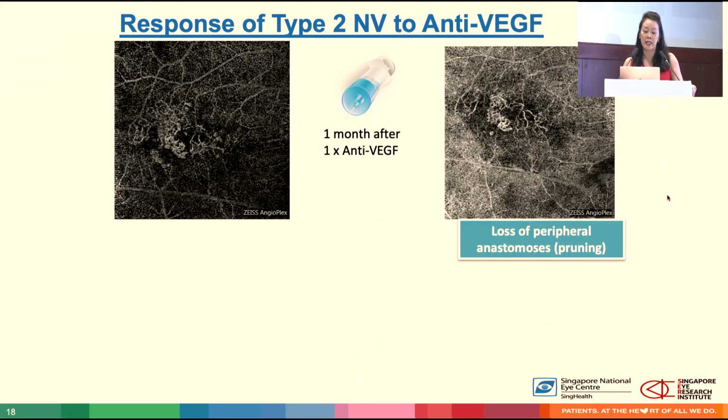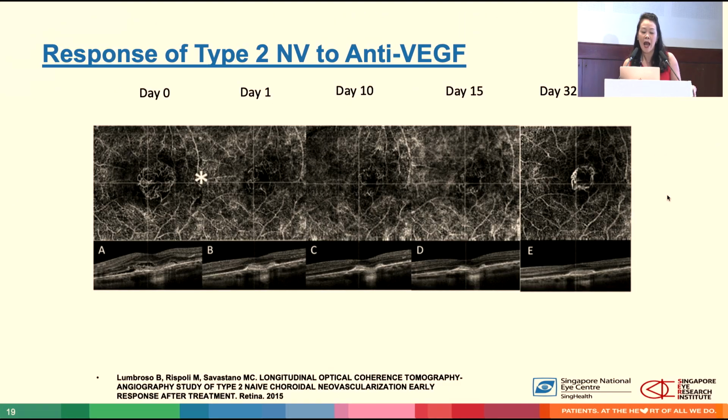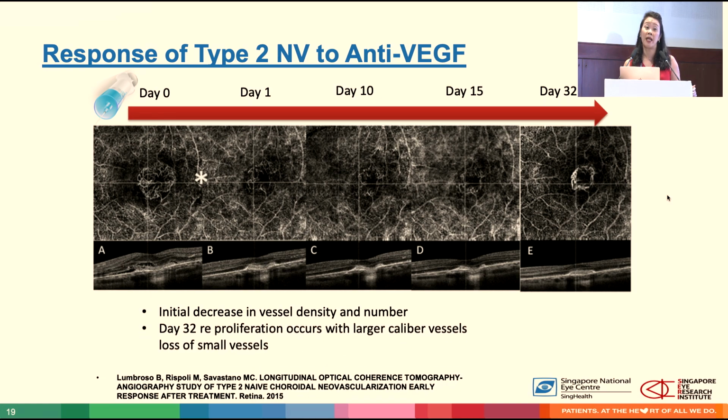Again, in response, you can see there are fragmentations of the peripheral vessels. They then form a much more stable configuration and a pruned tree appearance. And you can see, even when they did OCTA at day 1 all the way to day 32, the reason why we start needing to get injections at month 1 is because the lesion regresses but starts to reform by the time you get to day 32. And as rightly pointed out by previous speakers, you may be able to see recurrence of the vessels even before the leakage happens on OCT.